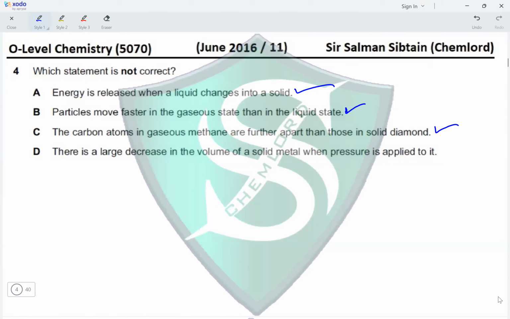There is a large decrease in the volume of a solid metal when pressure is applied to it. There is no change. The decrease would be in the volume of a gas. There is no change in the volume of a solid. So this statement is incorrect, making option D the correct option for this question.